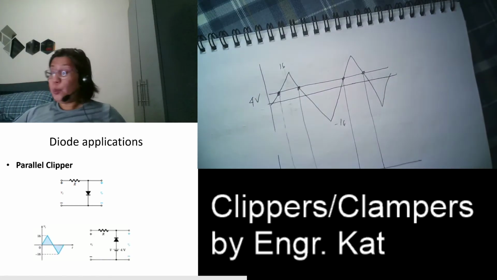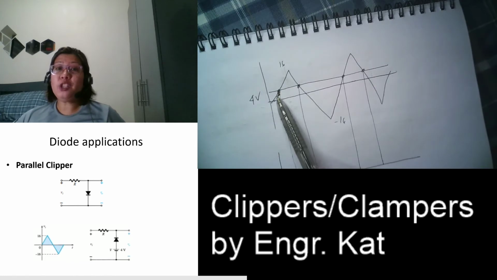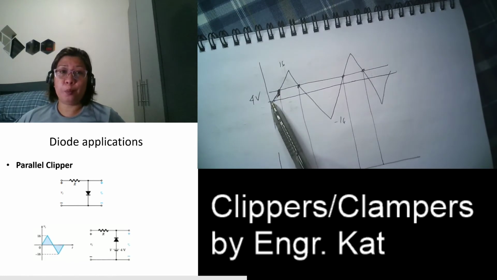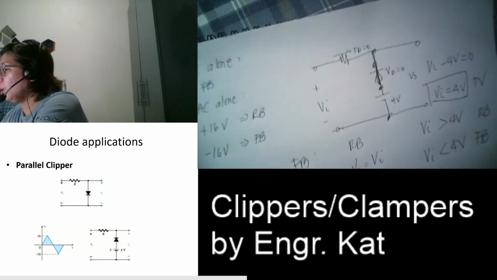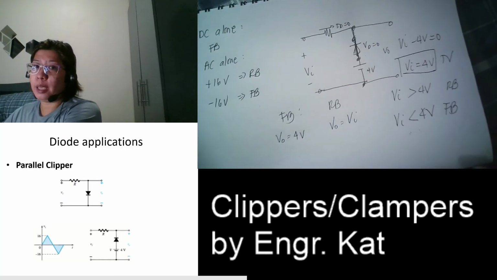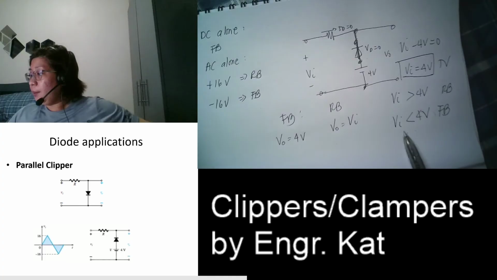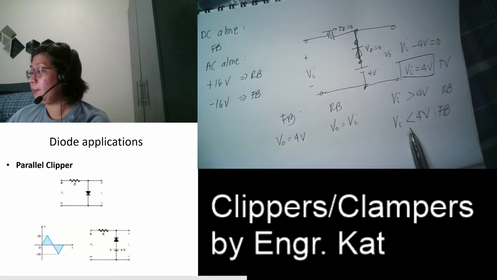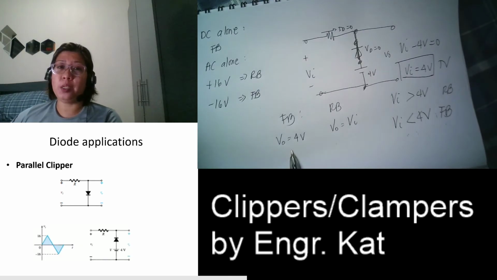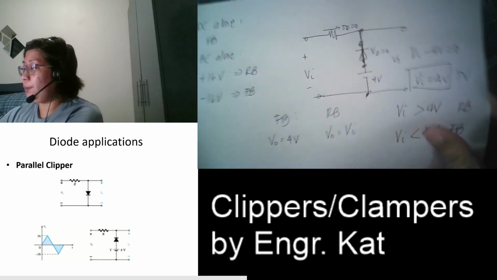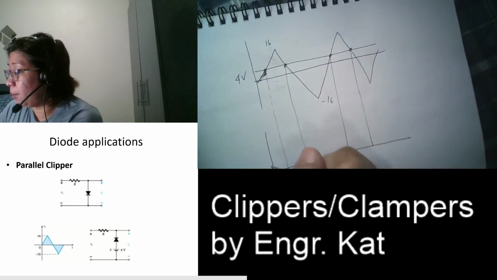Okay. So what are these inputs? These are those lower than 4 volts. What happens when your input is lower than 4 volts? When your input is lower than 4 volts, you are forward biased. And what is our output if you are forward biased? Our output is 4 volts. So we draw this as 4 volts.